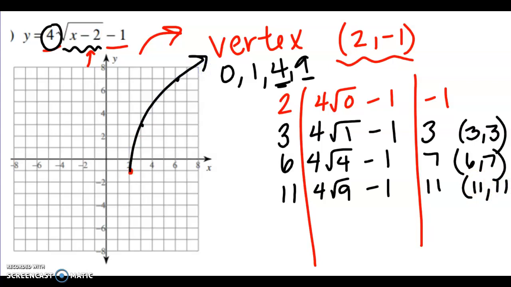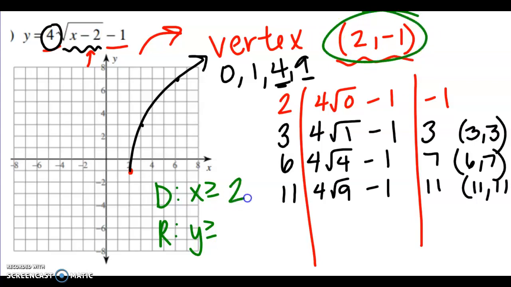Okay, let's talk domain and range. Since it's all positive, I'm going to have x is greater than or equal to and y is greater than or equal to. I'm going to use my vertex to help me out, the 2 and the negative 1. Remember, if this were negative, it would be going down.